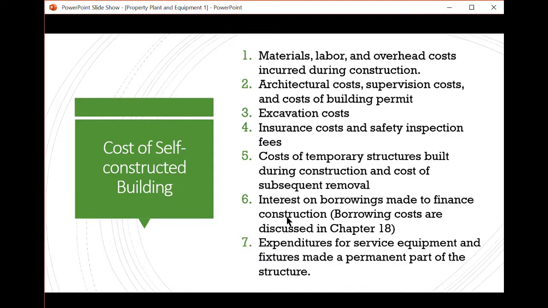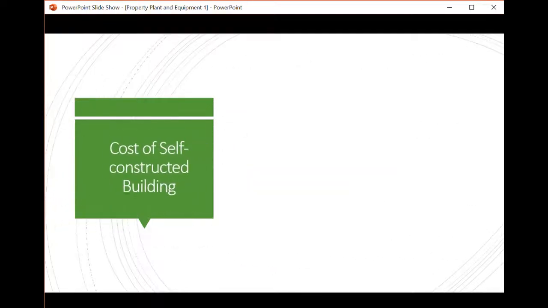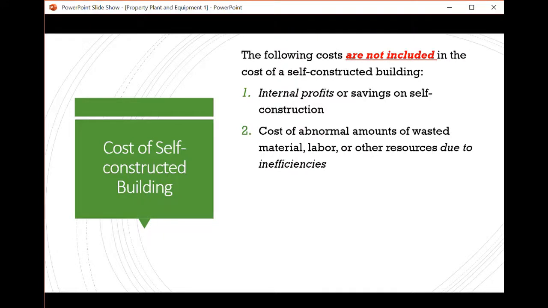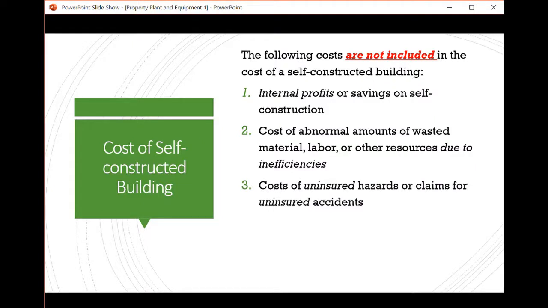Expenditures for service equipment and fixtures made a permanent part of the structure. So that's also part of the cost of self-constructed building. Then the following are not part of the cost of the self-constructed buildings: internal profits or savings on self-construction, cost of abnormal amounts of wasted materials, labor, other resources due to inefficiencies, and cost of uninsured hazards or claims for uninsured accidents.